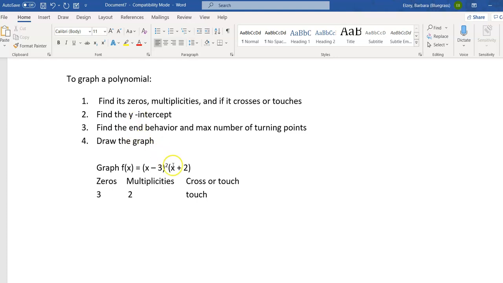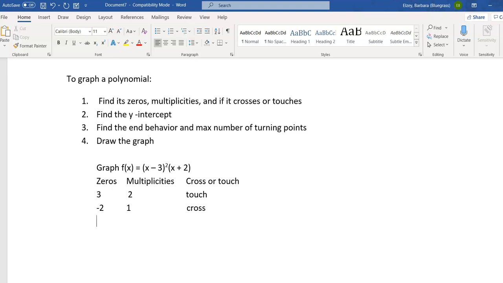All right. And then our second 0, opposite of our +2 is -2. No exponent listed there, so it's a 1. And remember, if it's odd, then it crosses. All right, so now let's go to step 2. I've got my zeros, I've got my multiplicities, I've got whether they cross or touch at those zeros.